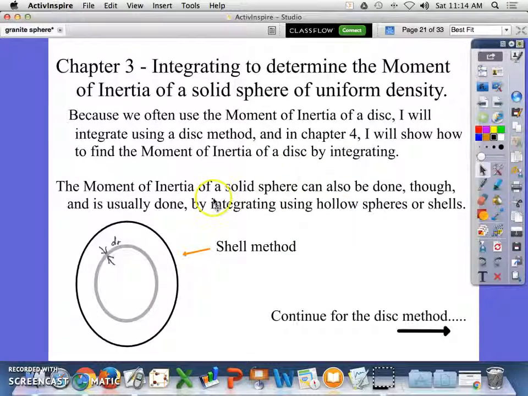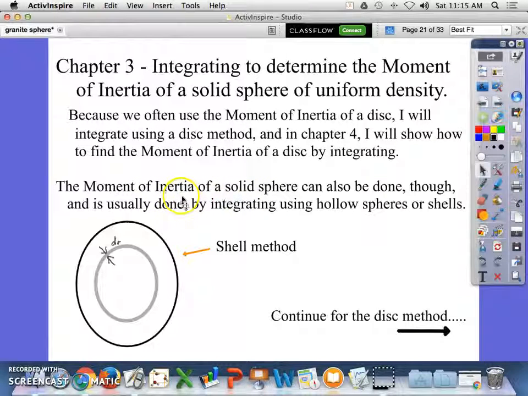Integrating to determine the moment of inertia of a solid sphere of uniform density. Because, at least in my classes, we often use the moment of inertia of a disk, I'm going to integrate using a disk method. And then in chapter 4, I'll show you how to find the moment of inertia of a disk by integrating. This is not the easiest and most direct route, but because we have to use both moments of inertia, I want to show where they both come from. So I'll use one to find the other and then find the disk one in chapter 4.